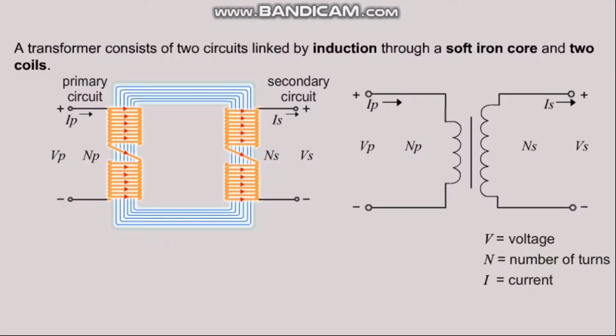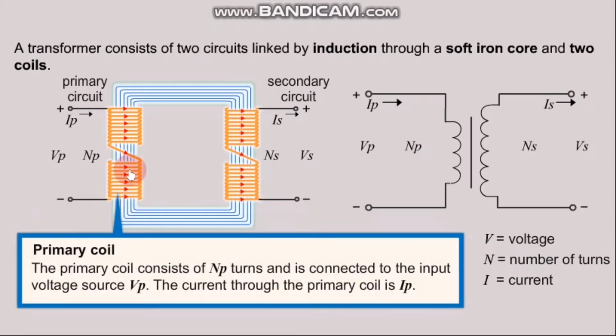And these pictures show the structure of a transformer. Transformer is an electrical device which consists of 2 circuits linked by electromagnetic induction through a soft iron core and 2 coils, which are the primary and the secondary coil. So this is the primary coil. It consists of NP turns and is connected to the input voltage source labeled as VP. The current that flows through the primary coil is labeled as IP.